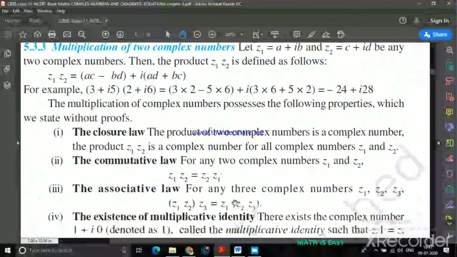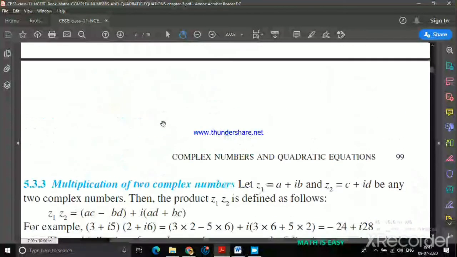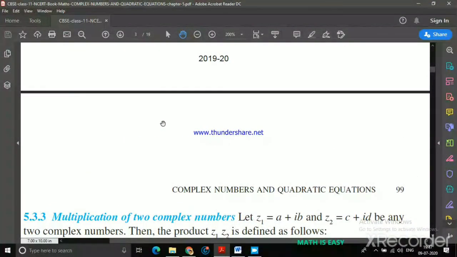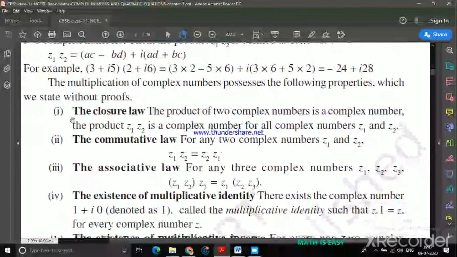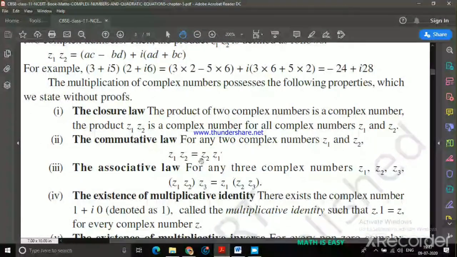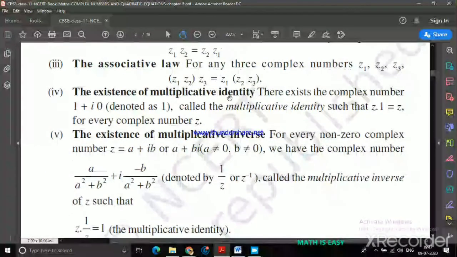For the difference of two complex numbers, I said closure property is satisfied. Associative and commutative won't be satisfied. For multiplication also, Z1 into Z2, the product of two complex numbers, will give me again a complex number, so closure property is satisfied. Commutative property will also be satisfied: you multiply Z1 into Z2 or Z2 into Z1, the answer is going to be the same. Associative property will be satisfied. For multiplicative identity, the identity number is going to be 1 plus 0I.